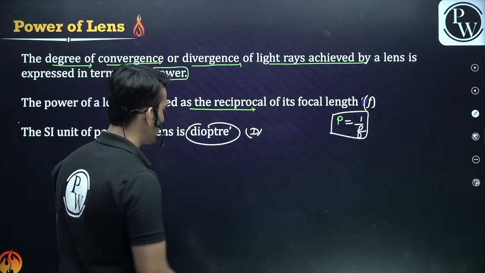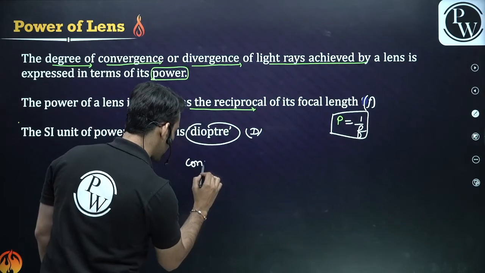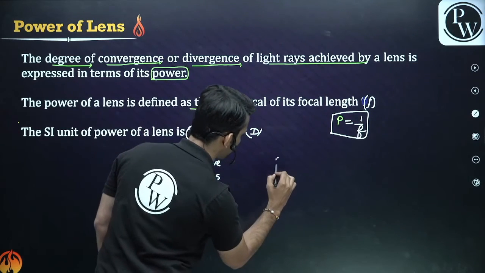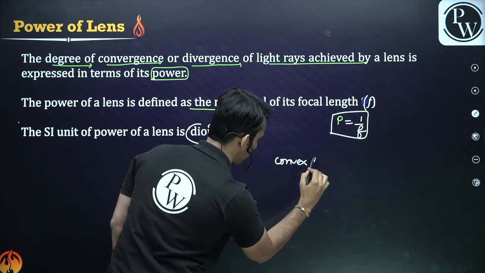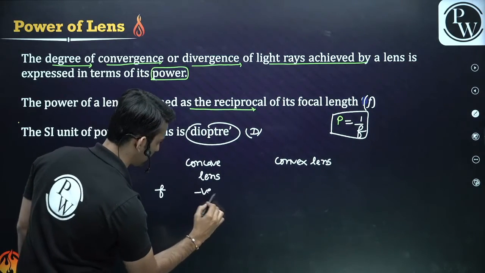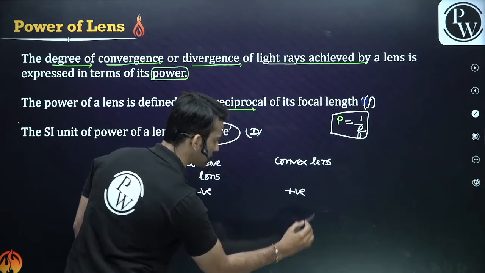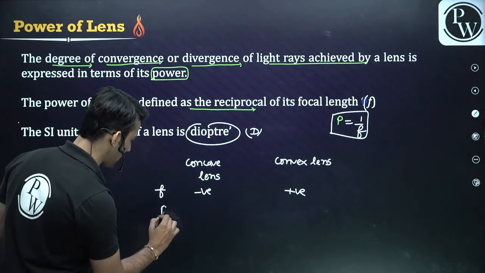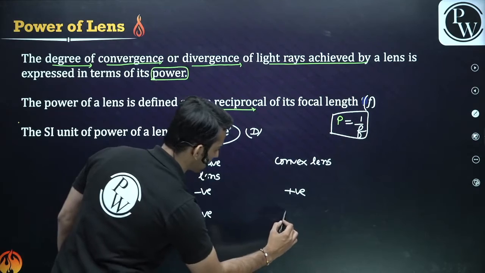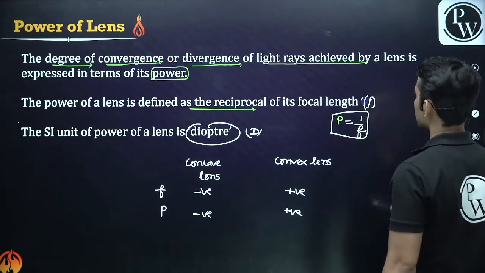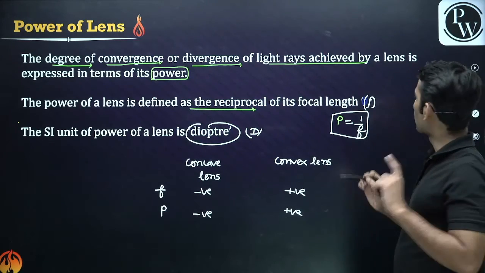Okay guys, so if I talk about concave lens and convex lens, what is the focal length for a concave lens? I had told you it is negative. For a convex lens it is positive. Same goes with the power. For a concave lens power will be negative, for convex power will be positive. Clear?